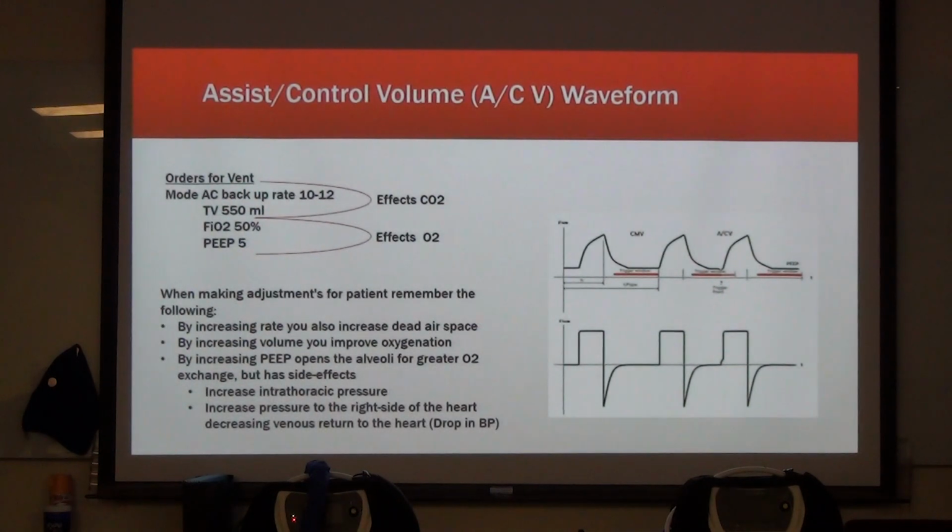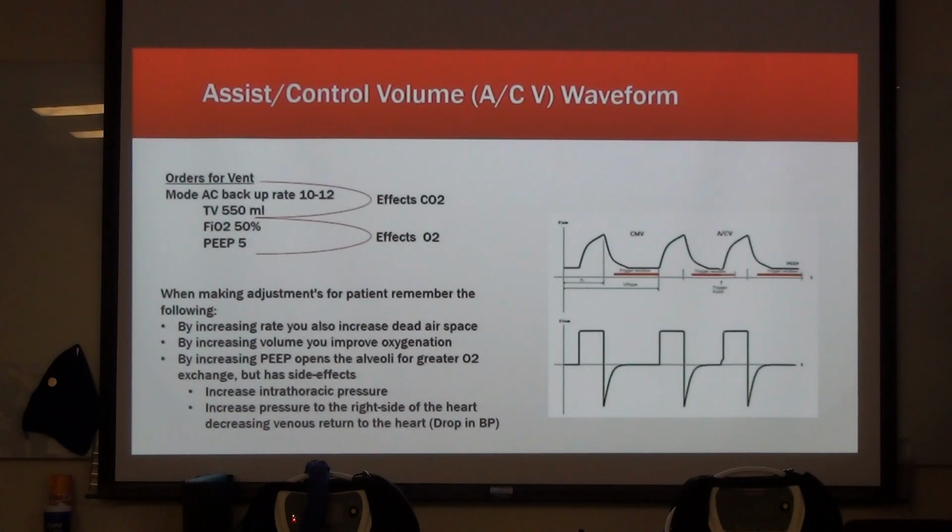All right, so here we get into a little bit on our troubleshooting. The thing I want you to remember first is the mode. The one that we've talked about so far is assist control, so that's AC. We know that the rate's at 10, but we're just getting a range here, 10 to 12. And our tidal volume they picked was 550. FiO2 we picked was 50%, and our PEEP at 5. Those are our key pieces that we're asking for when we get our orders for our event.